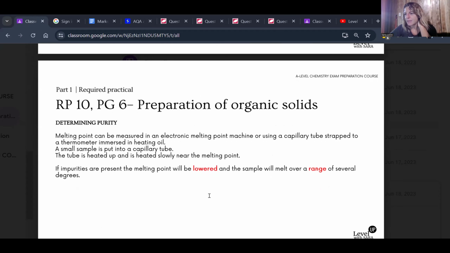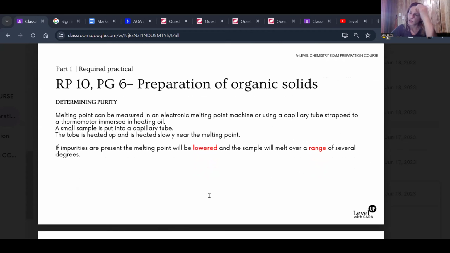Okay. Purity of solids. We've seen distillation for liquids, recrystallization for organic solids. How do we determine the purity? Well, we look at the melting point using the melting point machine, or you might need to describe how it works, but it's a very simple instrument to use. You have a sample in the capillary tube, and then it's heated up slowly near the melting point. And then you actually can visualize and observe the crystals melting.